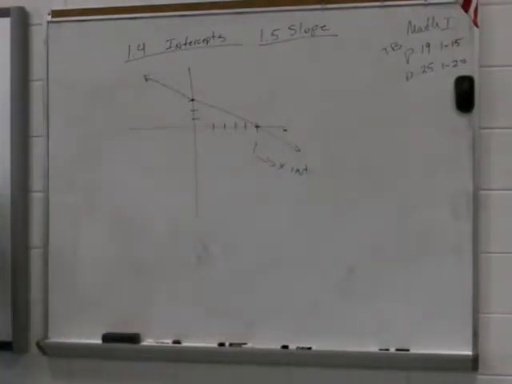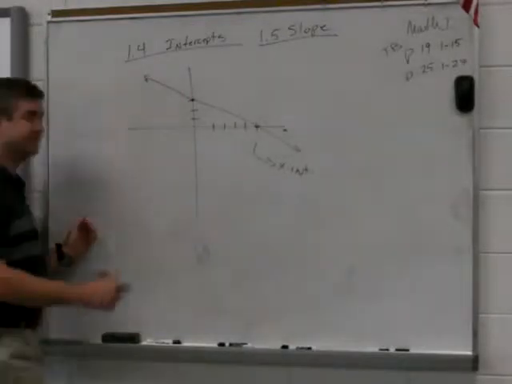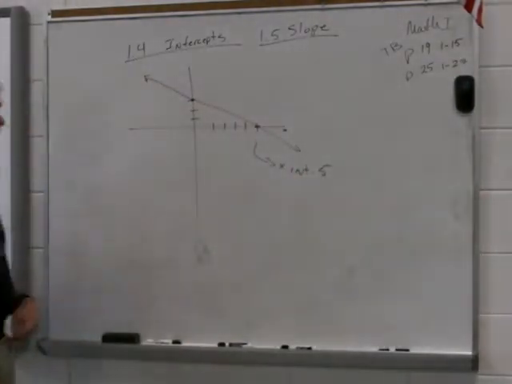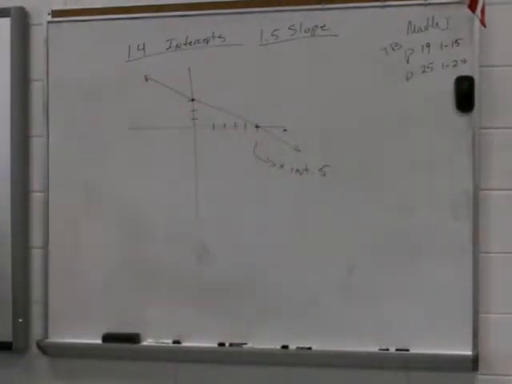We have an X-axis. The line crosses that axis at a certain point, and we have an intercept. What is it in this case? What is this intercept? 5. I don't know if you can see that far away. The X-intercept is 5. Sometimes they want you to give it to me as a coordinate.